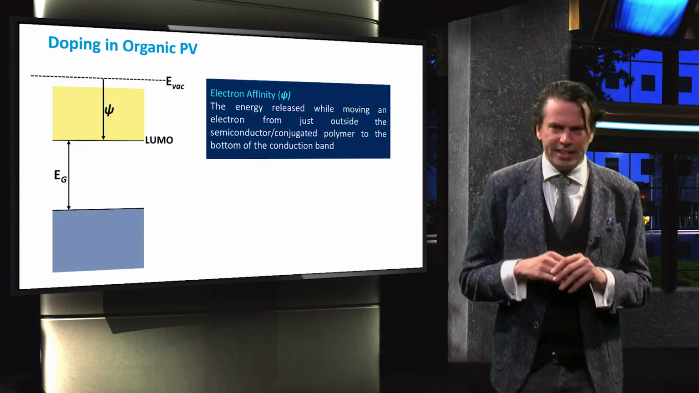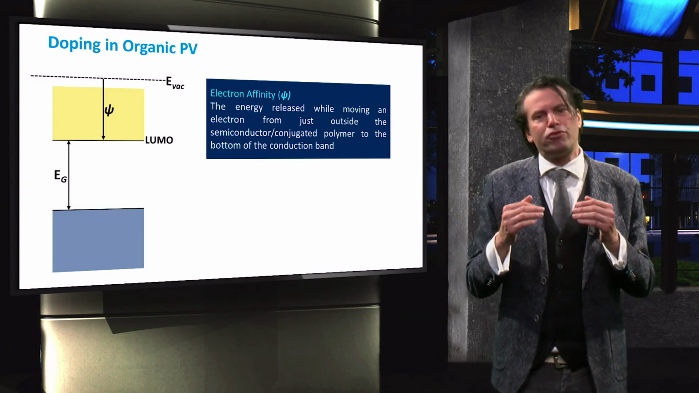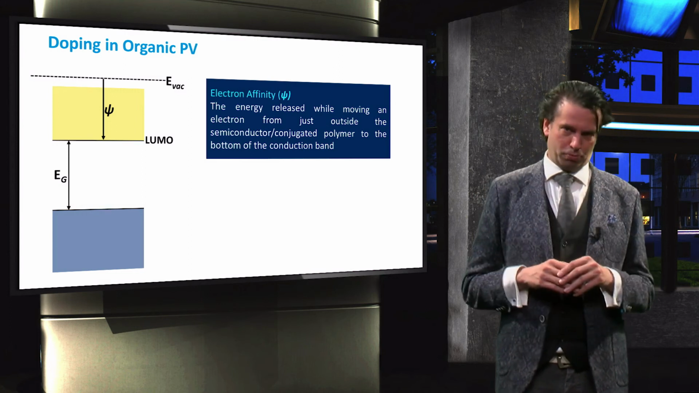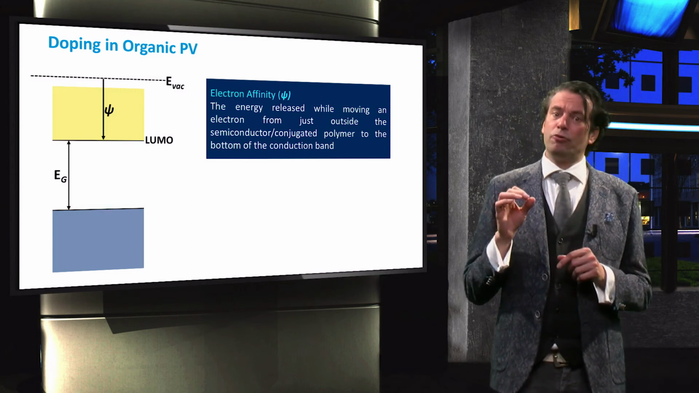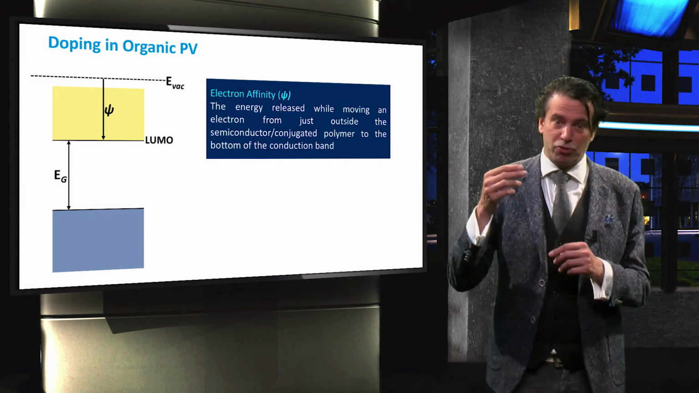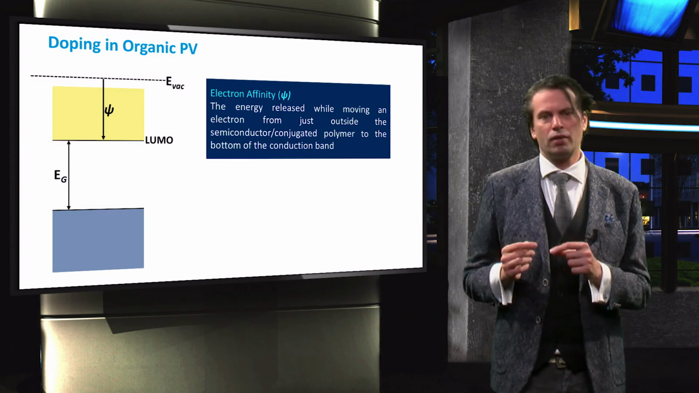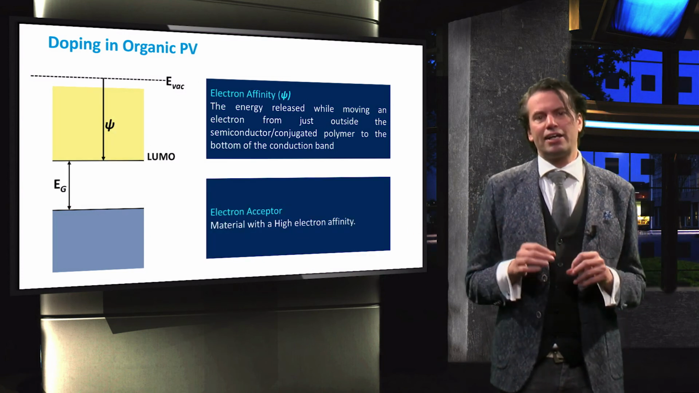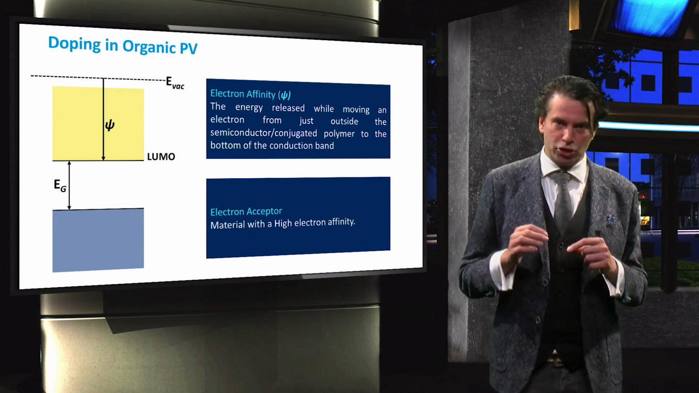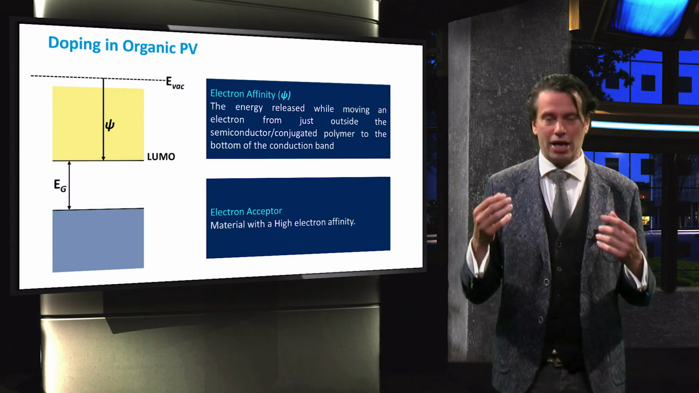Electron affinity is defined as the energy released while moving an electron from just outside the semiconductor to the bottom of the conduction band. This can be represented on the energy band diagram as the difference in the energy between the vacuum state and the conduction band, or the LUMO. A material with a high electron affinity can therefore easily attract an electron into its conduction band from the vacuum state and is therefore called an electron acceptor.